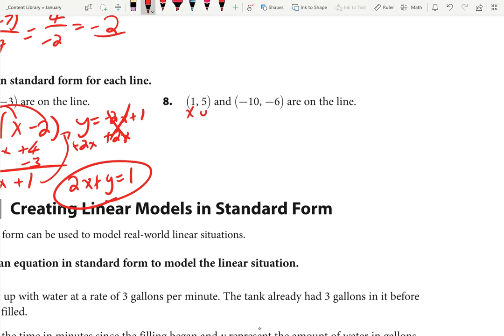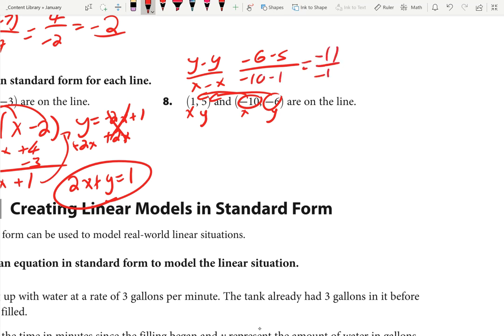So remember, to find the slope, it's y minus y over x minus x. Y is on top. So the y's are negative 6 minus 5, and the x's are negative 10 minus 1. Now when I evaluate, this becomes negative 11 over negative 11. Negative 11 divided by negative 11, notice that since they're both negative, this becomes a positive 1, because 11 divided by 11 is 1. The two negatives cancel and make it positive 1. So our slope is positive 1.